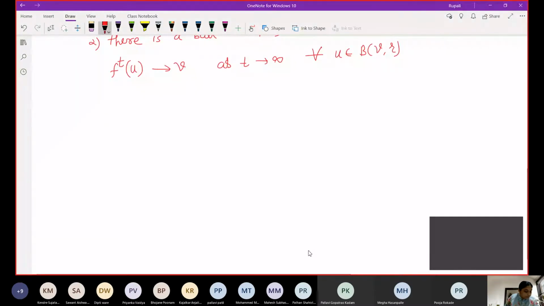A periodic point. Up to now we've seen what is meant by a fixed point being stable and a fixed point being asymptotically stable. Now another definition is a stable periodic point.